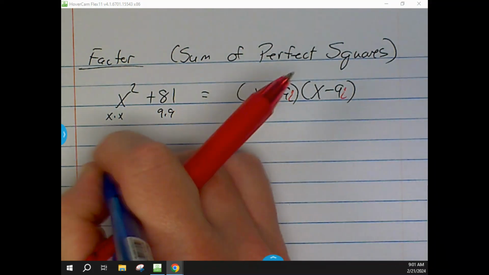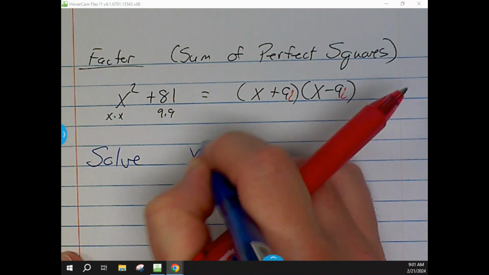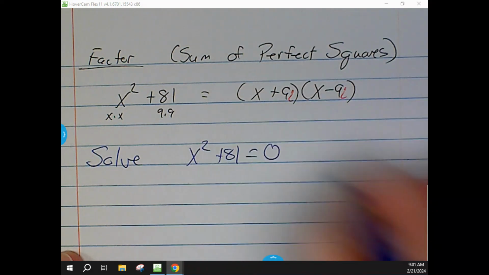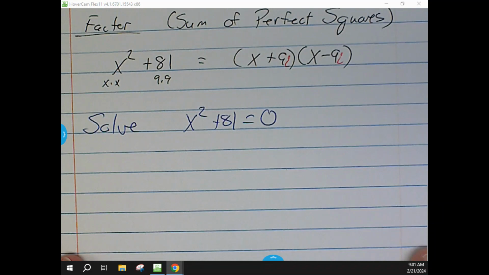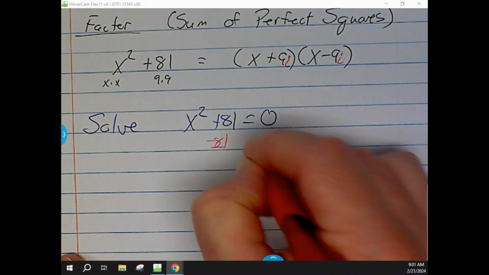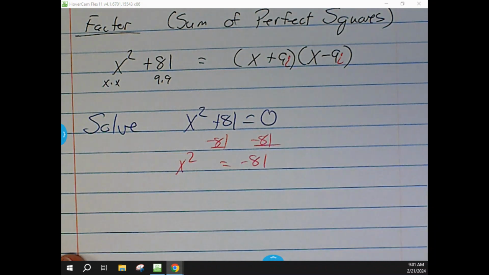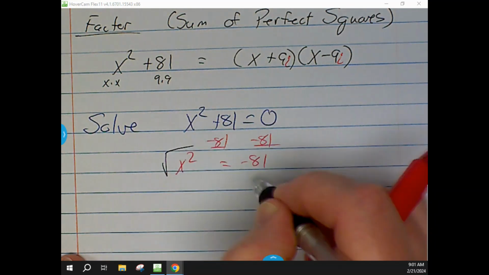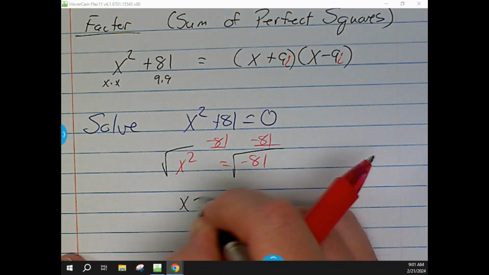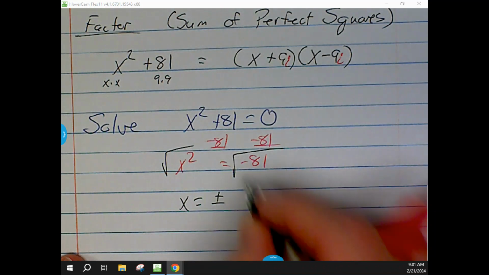If you're solving, if we had to take that same thing we had to solve in this case, where you've got x squared plus 81 equals 0, you can do this in a couple of different ways. You could factor it to get to this part of it. You also could do like with the perfect squares we were doing, where you subtract the 81 from both sides, and then we would square root both sides. So we get a plus and minus. Square root of 81 would be 9.